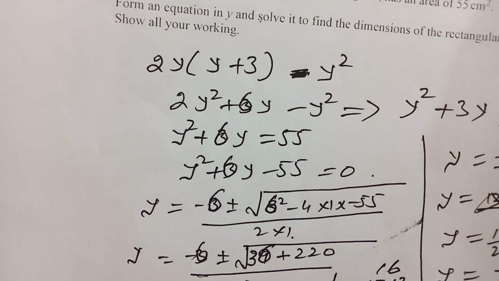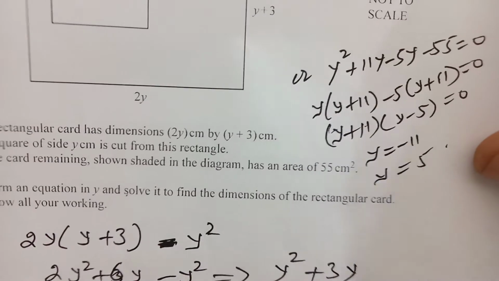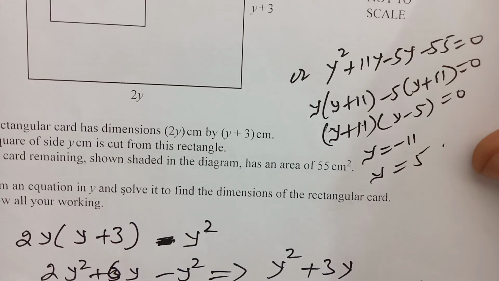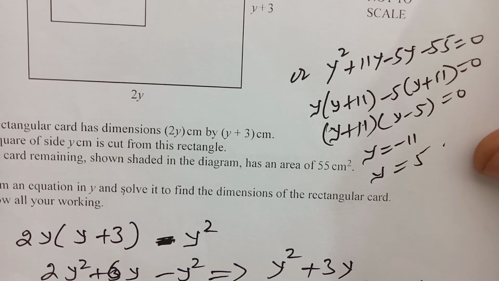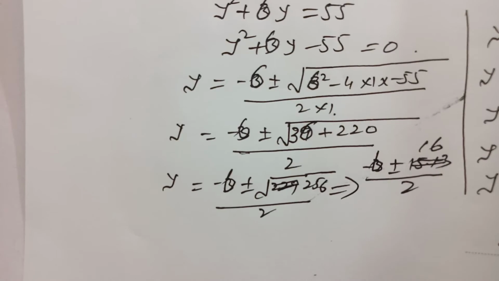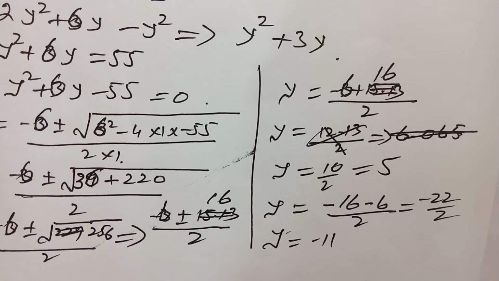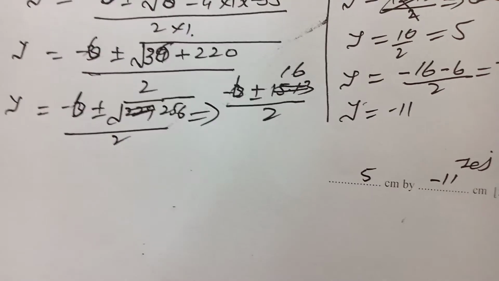You can apply the quadratic formula here, or you can use the middle term breakage, which I have done, opposite to the diagram, where the value of y is 5 and minus 11. After using the quadratic formula, you can also get the value of y, that is 5 and minus 11. That's it for this question. Now question 6.